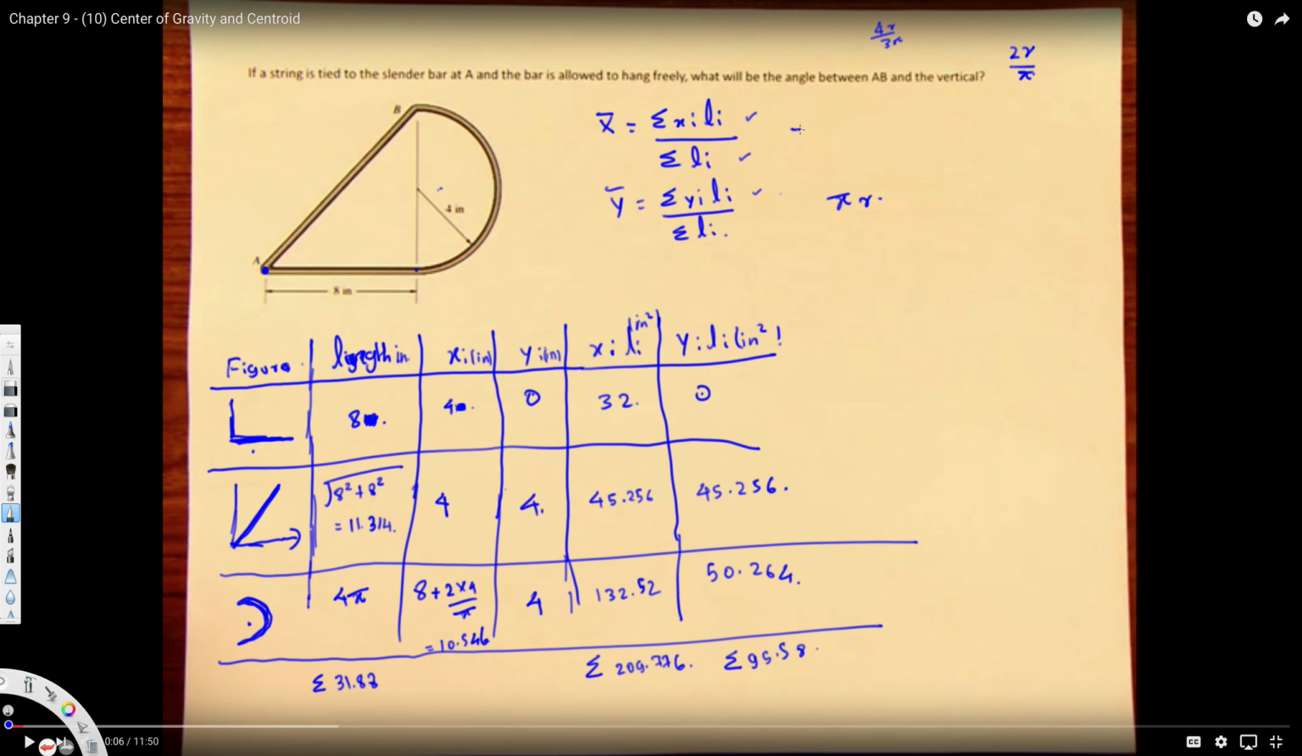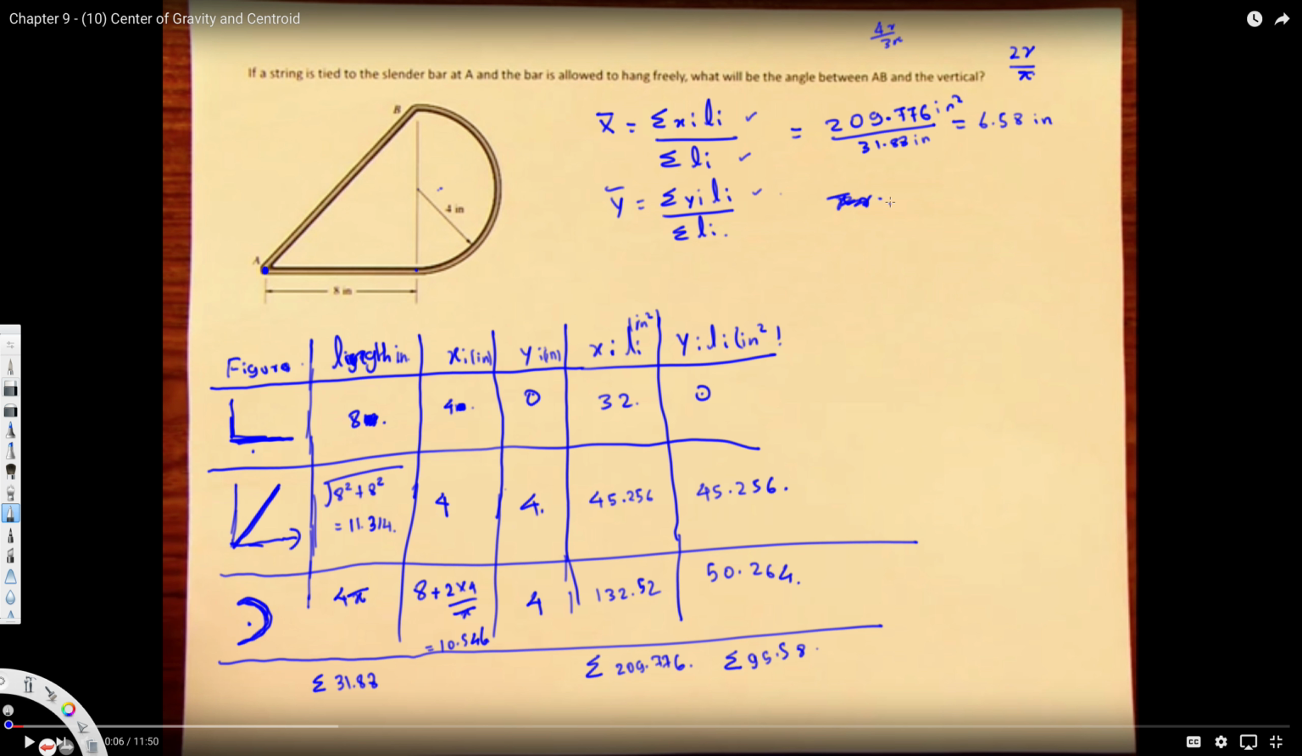If I substitute xi li, we know this is 209.776, so we can substitute here 209.776 divided by sigma li, which is 31.88, and that's going to give us the value of 6.58 inch. This is inch square and this is inch, so if you divide them you will get 6.58 inch. This is our x bar.